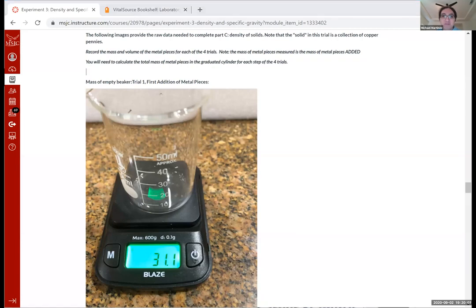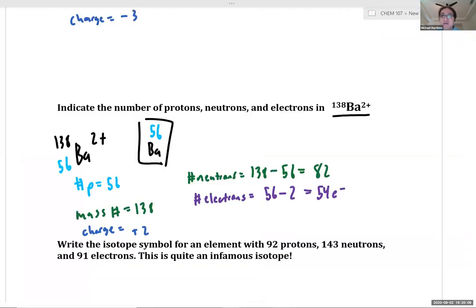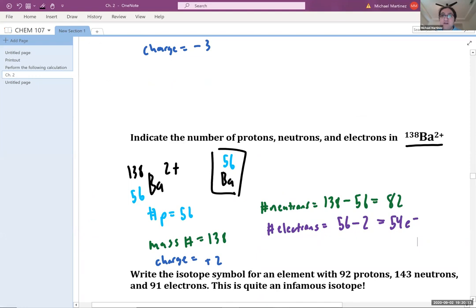So let me show you what I mean, and let me show you how your data is going to look. One moment.